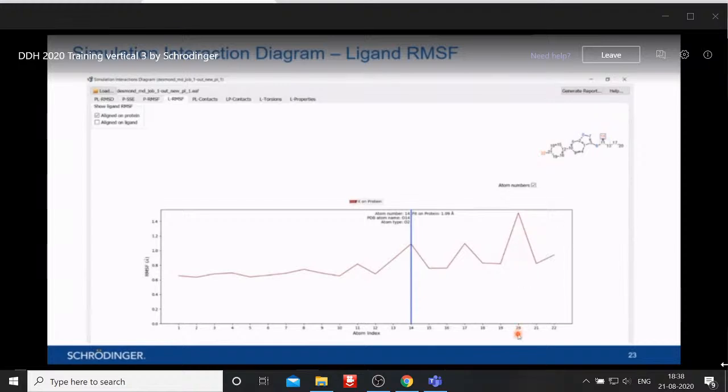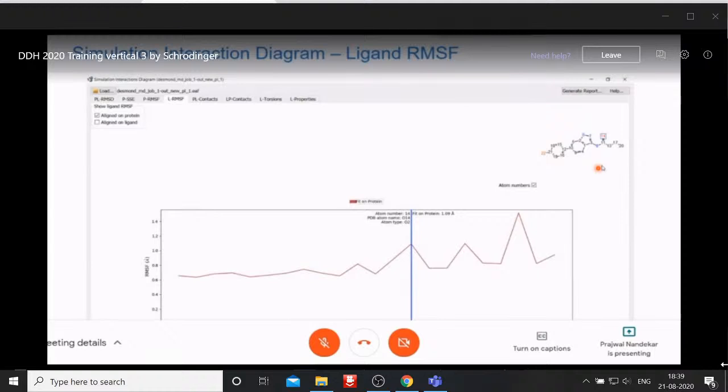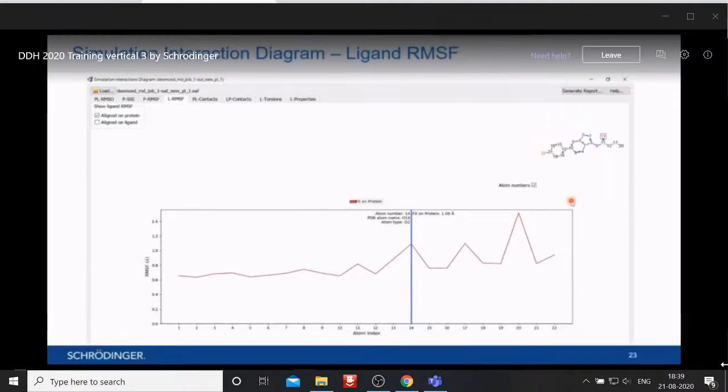So in this way, if you see the atom 20, basically 20 has much fluctuation during the MD simulation. And why is it so? If you see the structure of ligand, 20 is the terminal atom which is present in an aliphatic chain. So if it is a terminal atom and present in an aliphatic chain, it might have a lot of fluctuations in it. So just take an example, if you want to modify this particular ligand and you don't want this fluctuation to happen, because that fluctuation creates instability in the protein ligand complex.